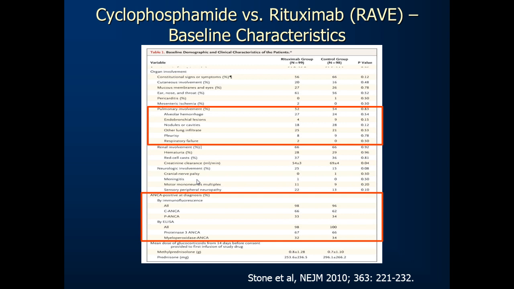Okay. So in terms of pulmonary involvement, about half of the patients had some form of pulmonary involvement. And then in terms of ANCA, most had C-ANCA and were PR3 positive, which makes sense because most of those patients had GPA. And then almost all of the patients were ANCA positive.